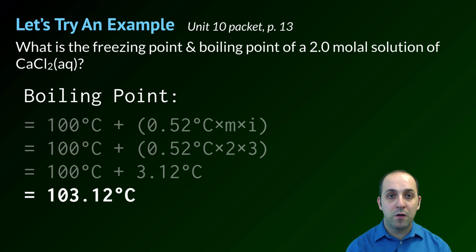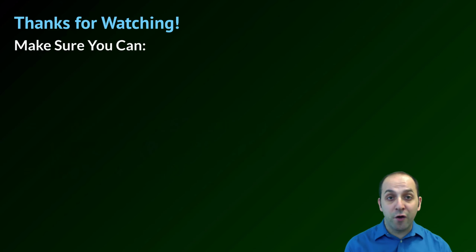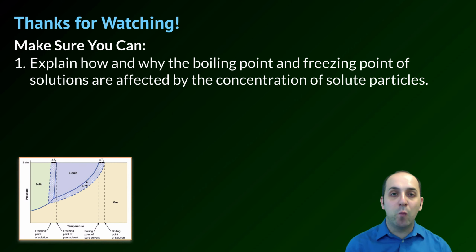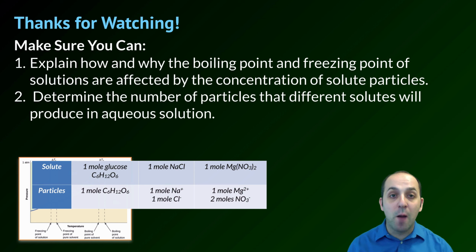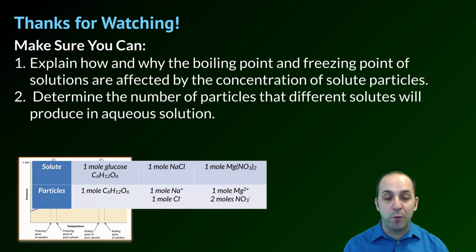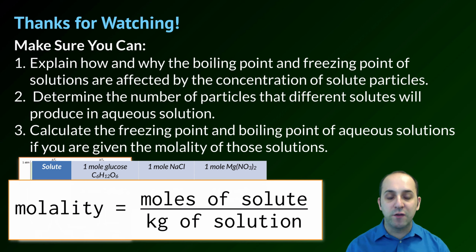Thanks so much for watching our third and final discussion here in our solutions unit. Make sure you can do the following things here at the end. Make sure you can explain how and why the boiling point and freezing point of solutions are affected by the concentration of solute particles in those solutions. Also make sure that you can determine the number of particles that different solutes will produce when we put them into aqueous solution. And finally, make sure that you can calculate the freezing point and boiling point of aqueous solutions if you're given the molality of those solutions. If you can do all those things, you're doing great.